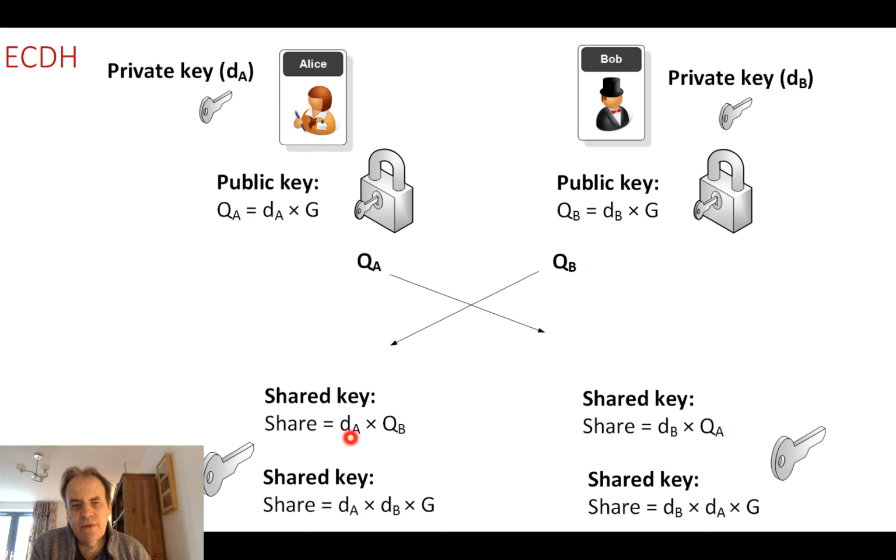And then Alice multiplies the value she gets from Bob with her private key to get the shared value. And then Bob does the same. He takes his private key and multiplies by the value he's received from Alice to get the share. In the end, we have DA times DB times G mod P, this prime number, of course, and we get a shared value which will be the same.